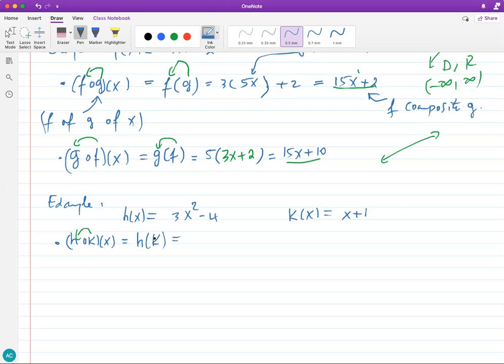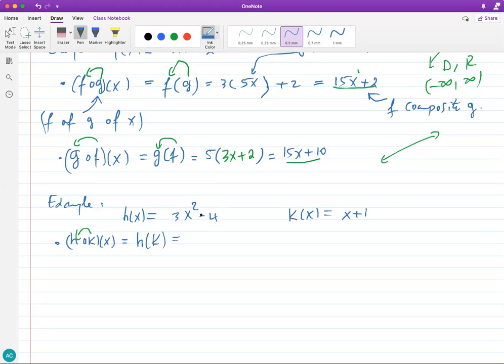Think of this as a number. If this was 1 or 2, you take the 1 and plug it into h. Instead of a number, we plug in a whole function. So which function do we write first? H of k. Which function do we write first? H. So start with the first one, h.